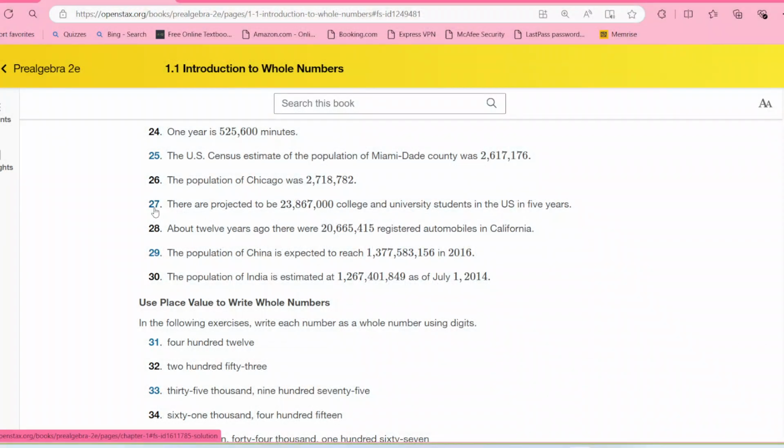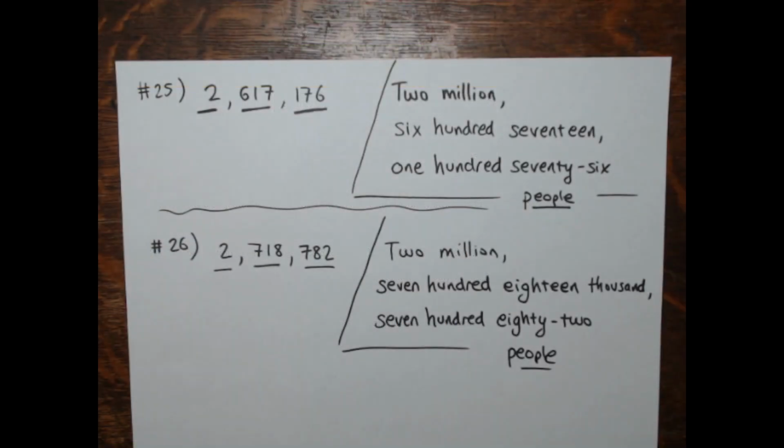All right. Number 27. Getting near the end here. There are projected to be 23, again, three periods. So I got the millions again at the far left. 23,867,000, and there's no ones, so it just ends in 867,000. 23,867,000 college and university students in the U.S. in 5 years. So this will be numbers of students, right? So the units at the end is students.